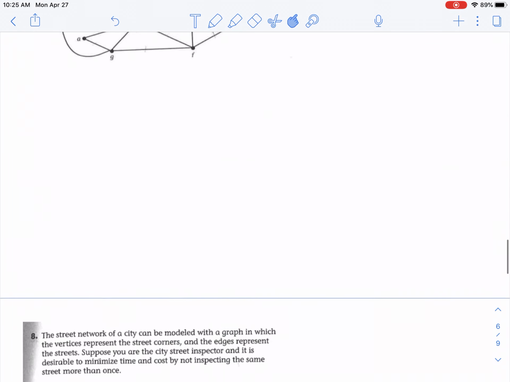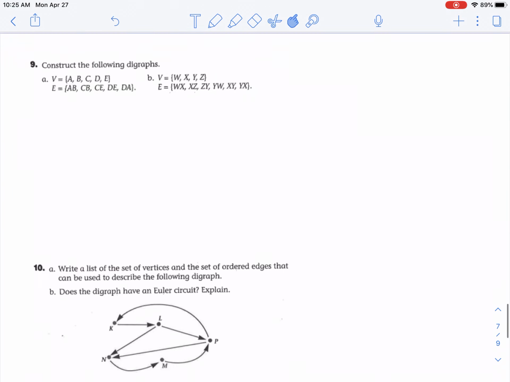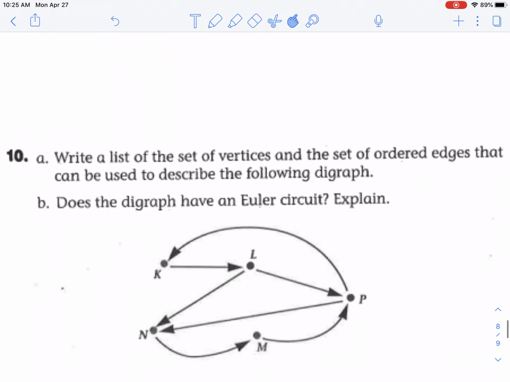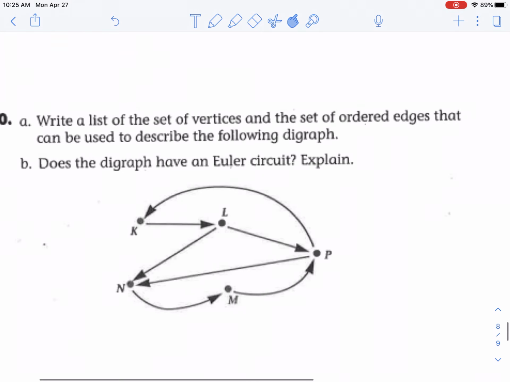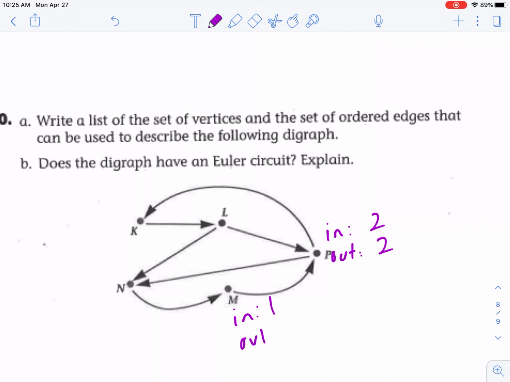Now, scroll down a few slides to example number 10. All right, let's do this one now. Let's start analyzing the ins and outs at each point. So at point P, the ins are 2 and the outs are 2. Point M, the ins are 1 and the outs are 1. Point K, in is 1, out is 1.